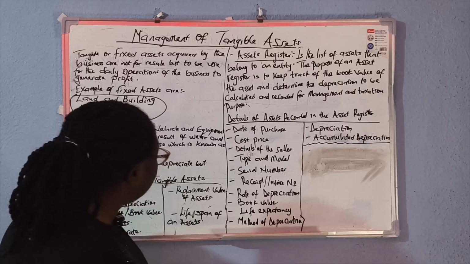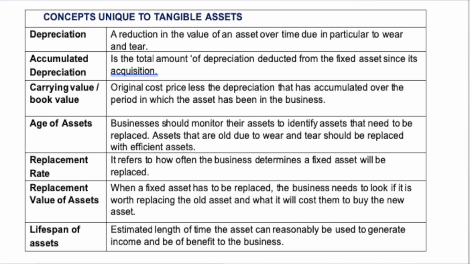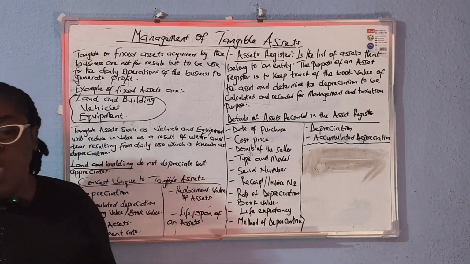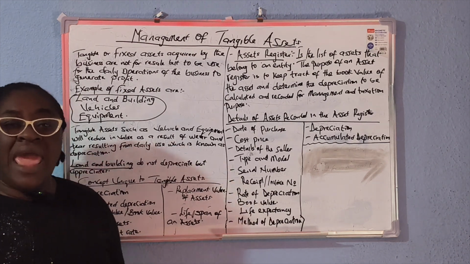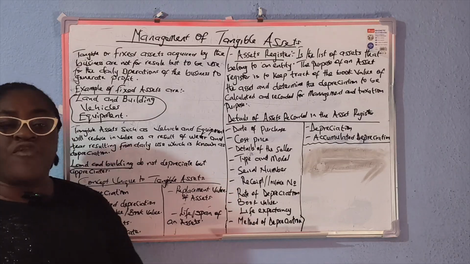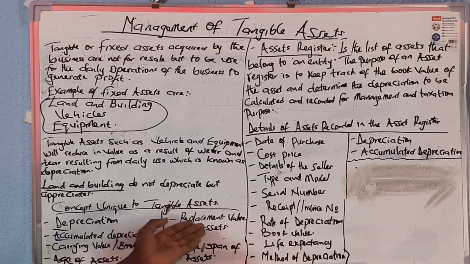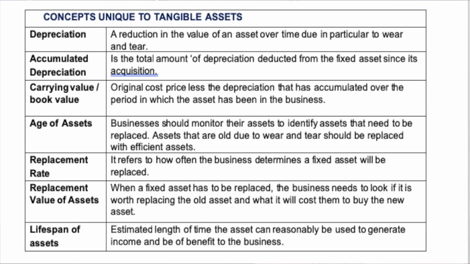Then we have what we call the replacement value of the asset. When a fixed asset is to be replaced, the business needs to look at whether it's worth it. Whatever you are using to replace an asset, you have to know whether this new asset will be able to do the work of the former asset. So the value of the new asset will be the replacement value of the asset. How much are we willing to pay to replace this old asset?